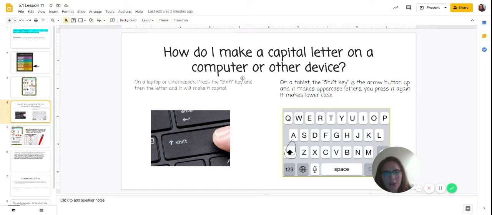Just a quick review. How do I make a capital letter on a computer or other device? Here I have a little picture of a laptop or Chromebook. Press the Shift key and then the letter and it will make it uppercase. It says Shift, or sometimes it just has the arrow up. On a tablet, it looks like this. You would press this button, the arrow up. These are capital letters. If you press it again, it'll go back to lowercase. If you press it twice, it'll have capital letters, but it'll stay on the capital letters. So you don't want to put all your work in capital letters, just where you need it.